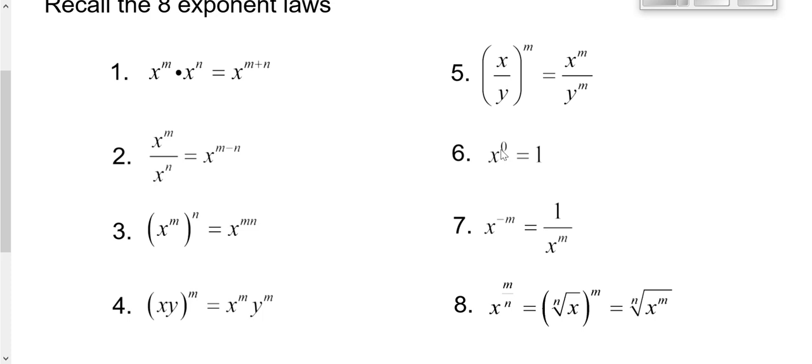And then the exponent of 0 gives you 1, right? And then with a negative exponent, that means you take 1 over. And the last one here is with the exponent of something over another thing. The one on the top, the numerator, is the exponent, and then the one on the bottom right here is the root.